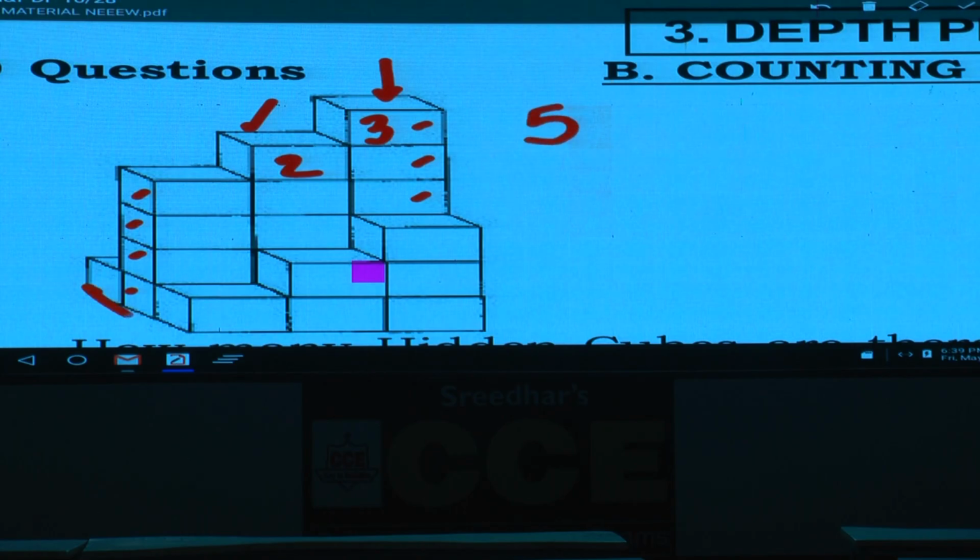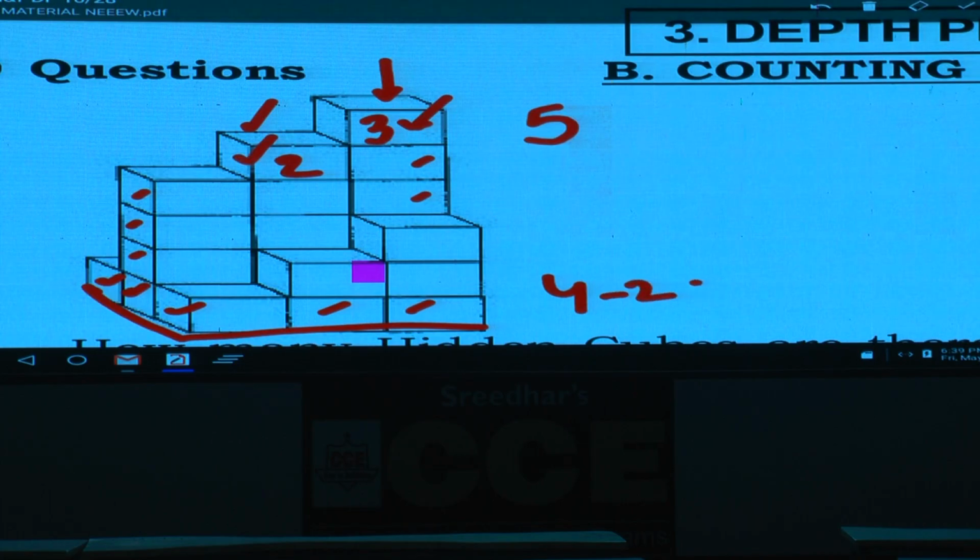Then coming to this bottom. Now in this bottom, how many are there? 3 into 3, 9. Out of this 9, 1, 2, 3, 4, 5 are visible. How many are invisible? 4 are invisible. Among these 4, 1 counted here, 1 counted here. Hence 4 minus 2. How much? 2. Hence 5 plus 2 is 7. Is it fine now?